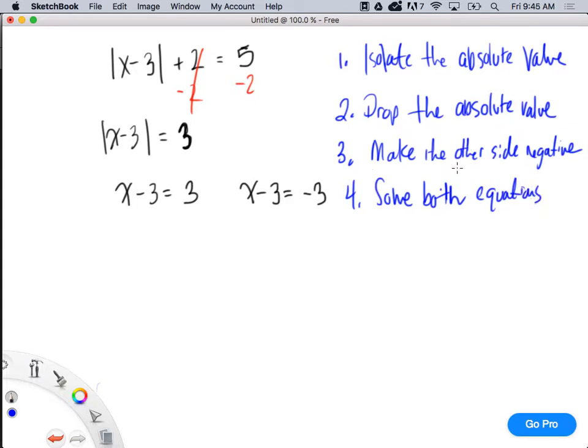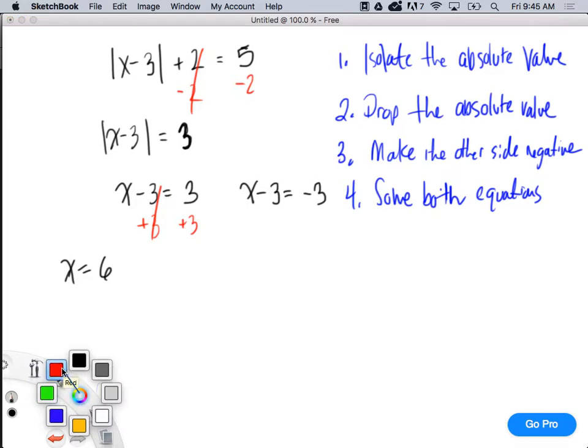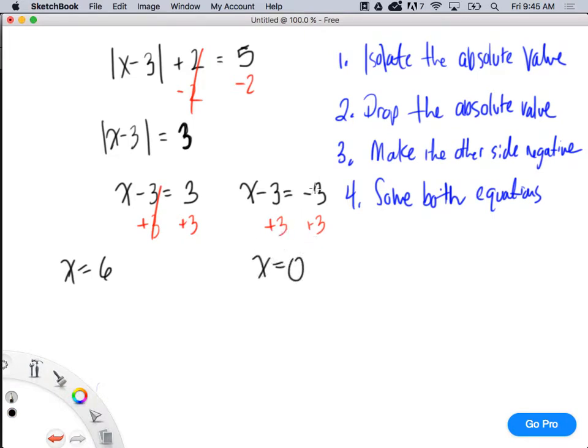Oh, see, that's not even. Make the other side negative in another equation. You guys get it. We'll get it. All right, look. Add 3 to both sides on this one. X equals 6. Add 3 to both sides on this one. X equals 0. So what are my solutions? X equals 0 and x equals 6.